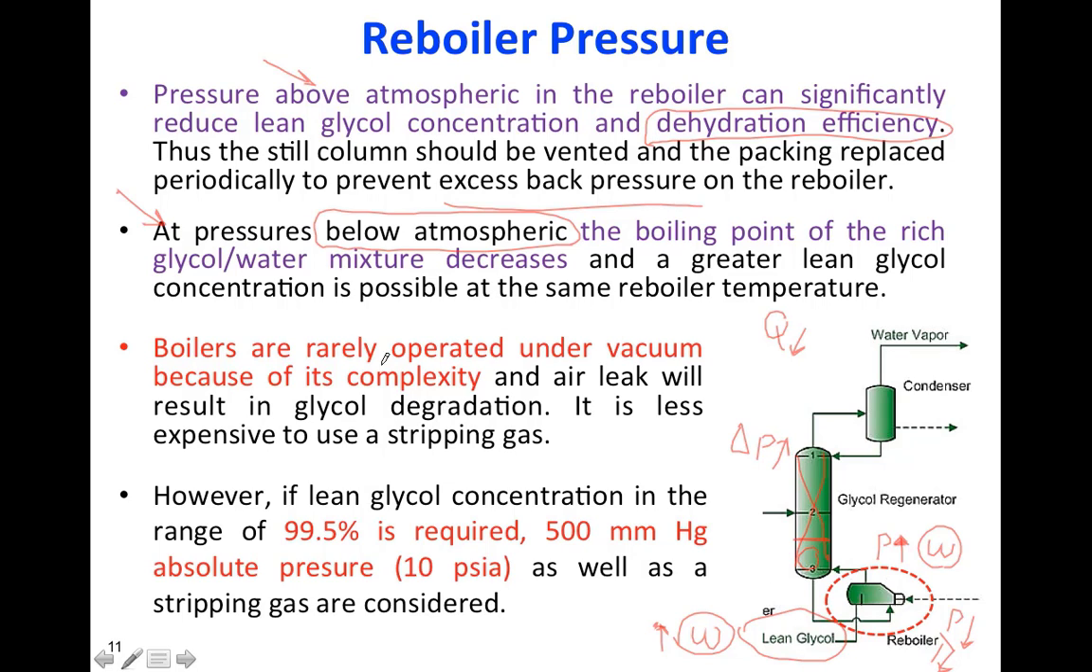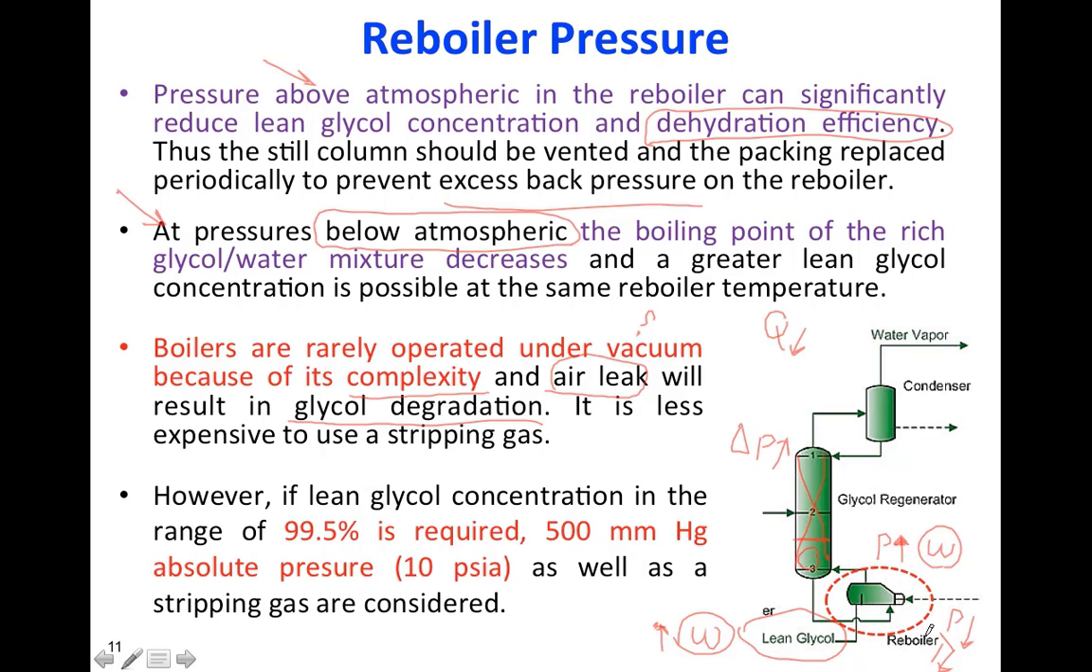But creating vacuum, first of all, is an issue, because you need a specific design to create vacuum, and it makes the process more complex. Also, when you have vacuum, you can increase the air leak to the system. Air leak to the system leads to the degradation of glycol, which is not what we want.